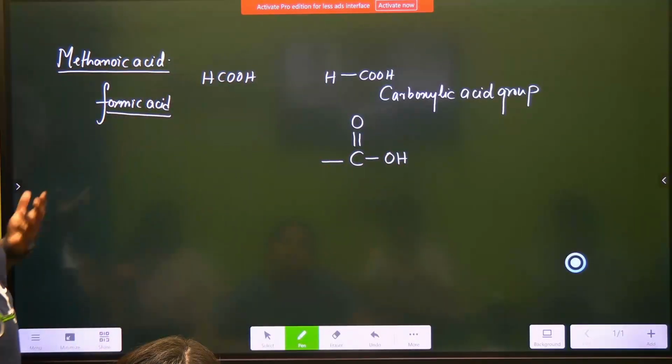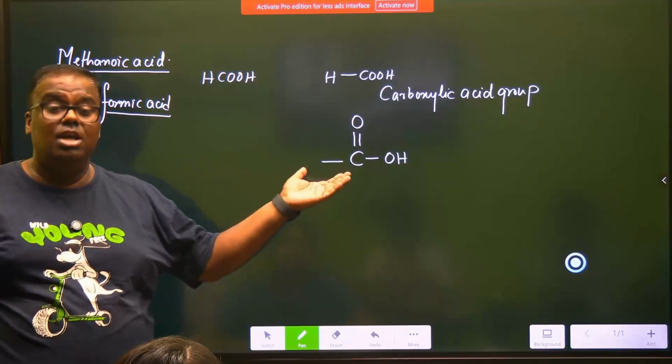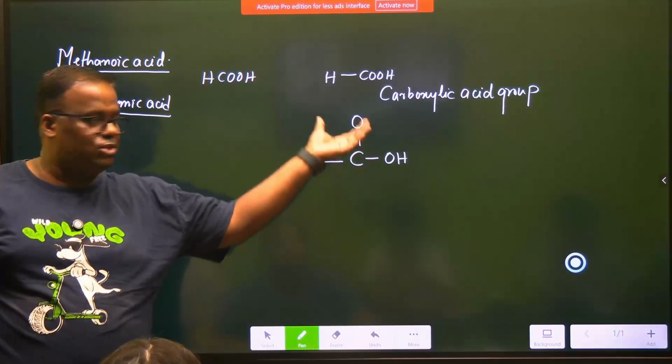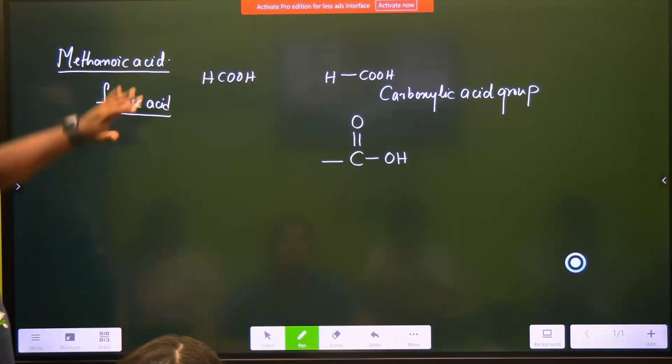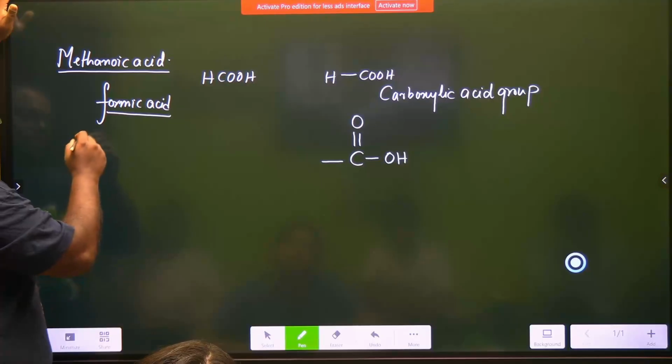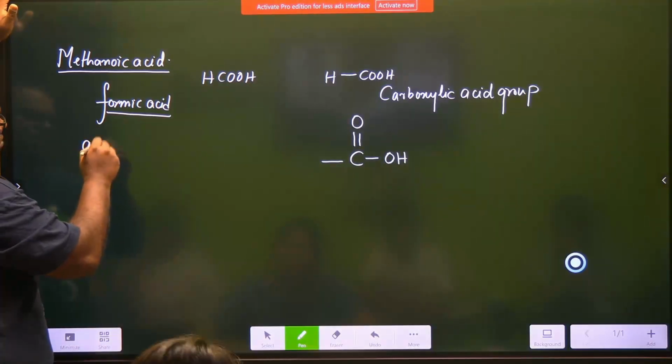Now ethanoic acid, our acetic acid was what? CH3COOH. So CH3 comes here. So this group has to be there for organic acids. Now formic acid or methanoic acid, which is HCOOH, is actually ant bite.